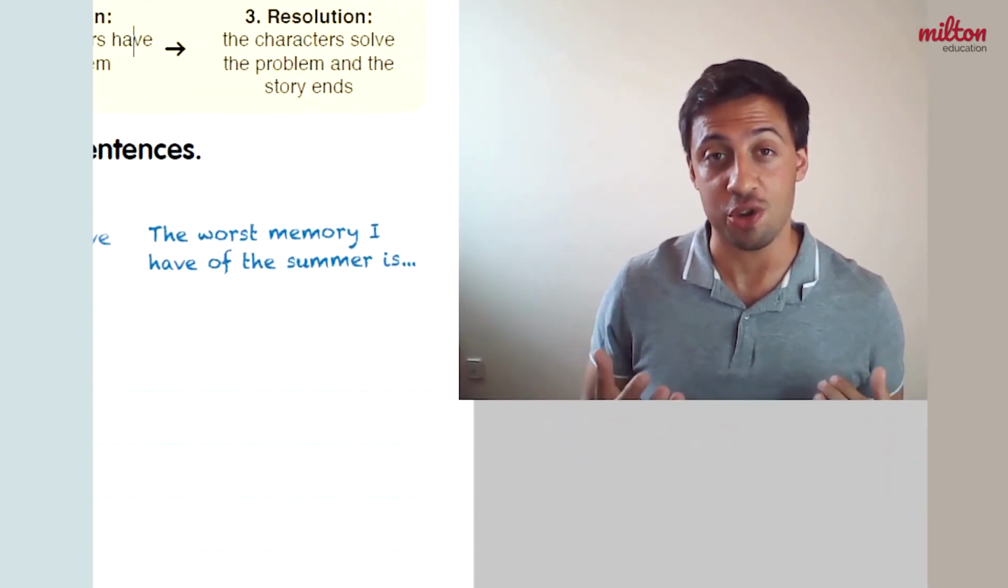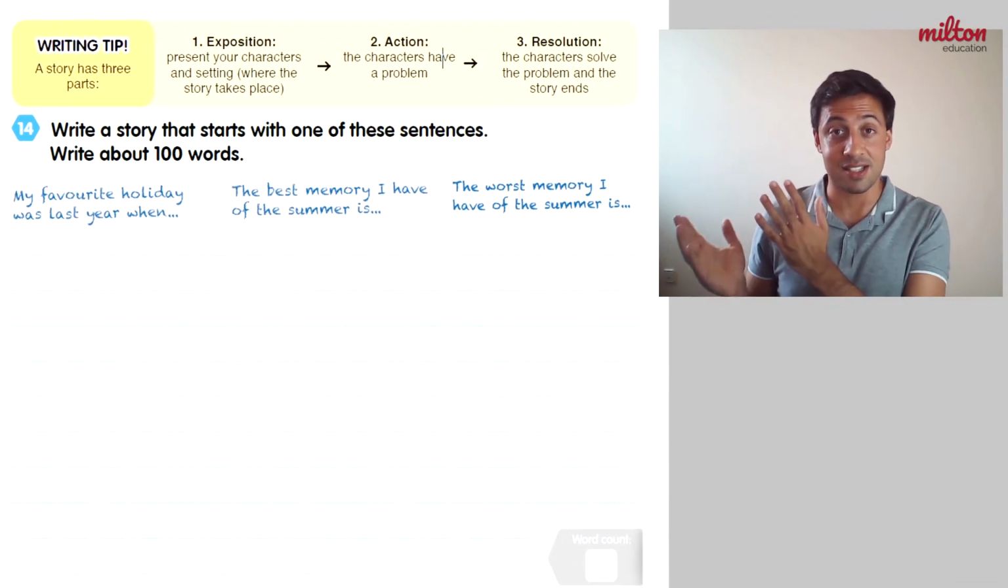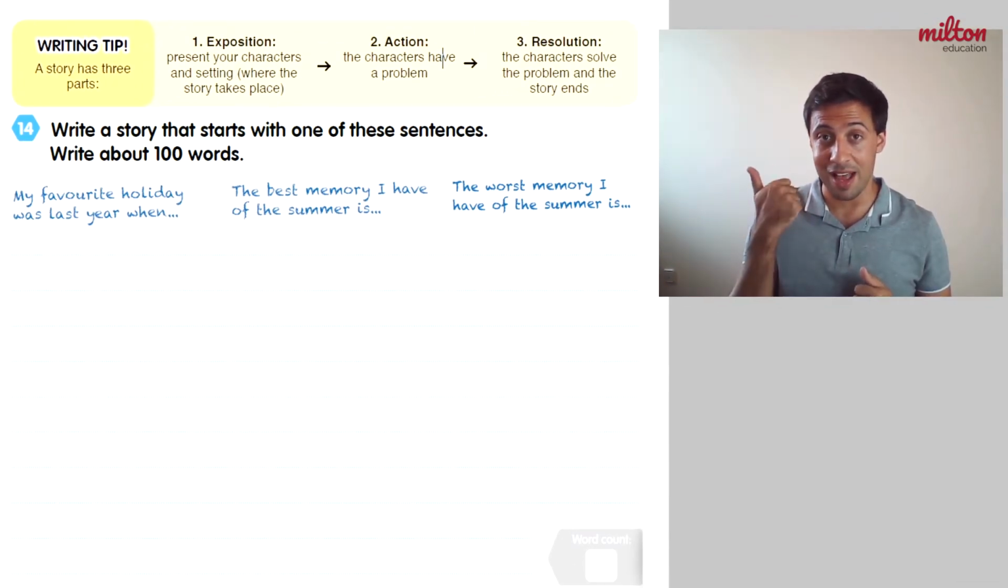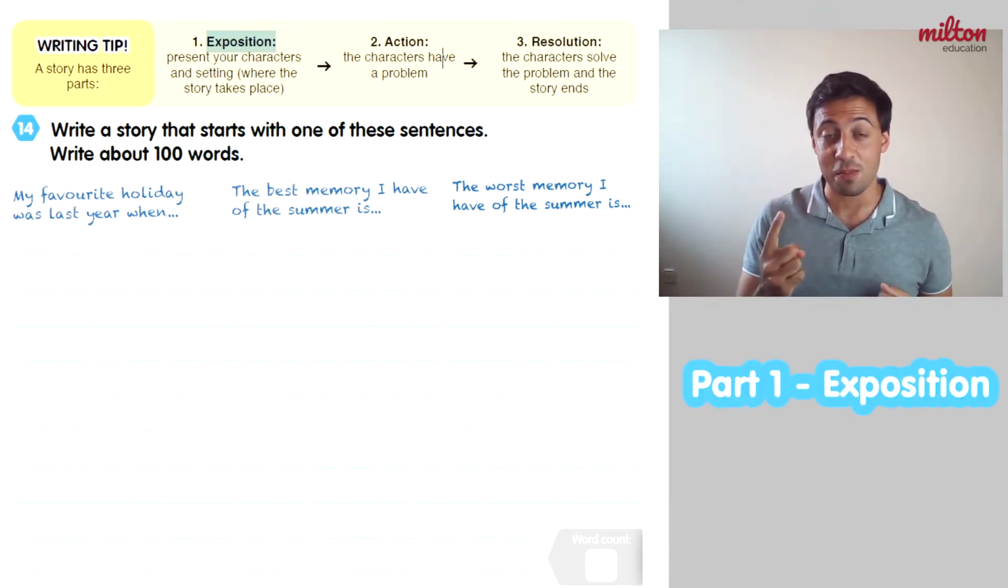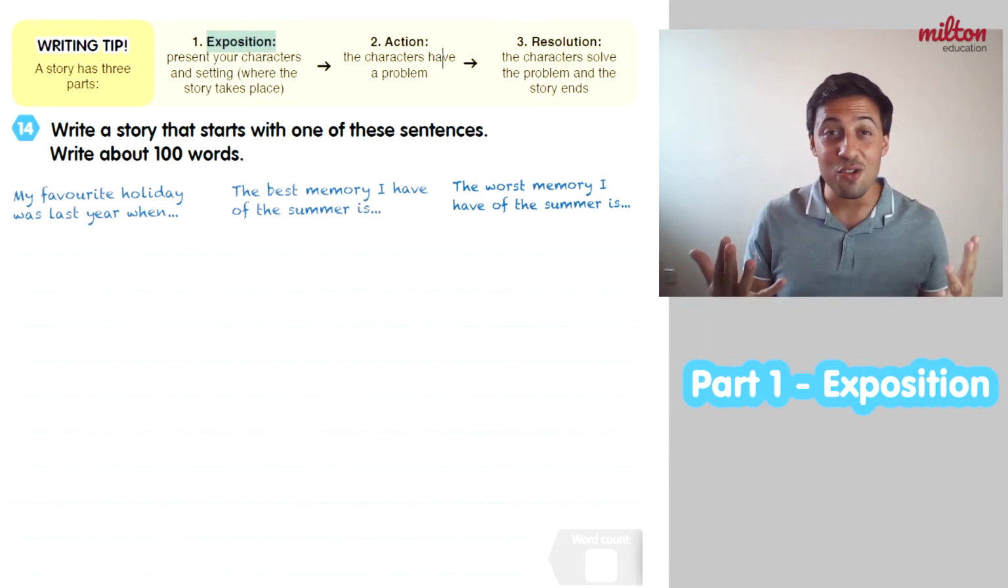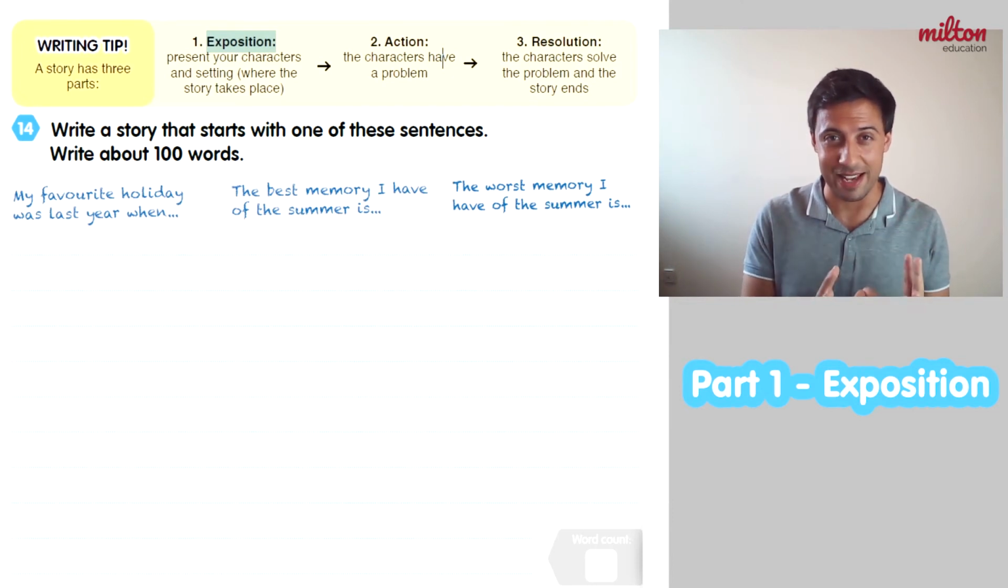A good basic structure that you can use to help plan your story is this three-part structure: exposition, action, resolution. In the first part of your story, exposition, you can set the scene in the reader's head. Tell them who your characters are and the setting of the story. The setting means where the story takes place.